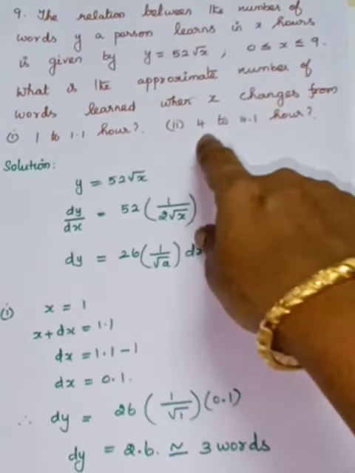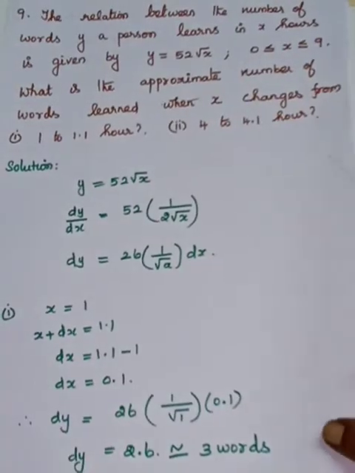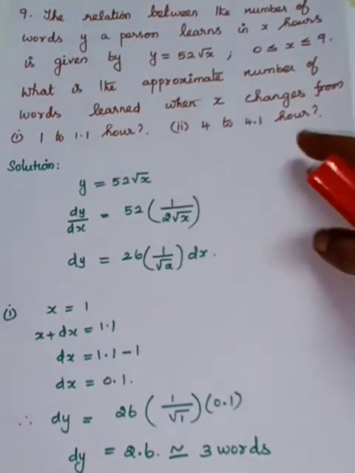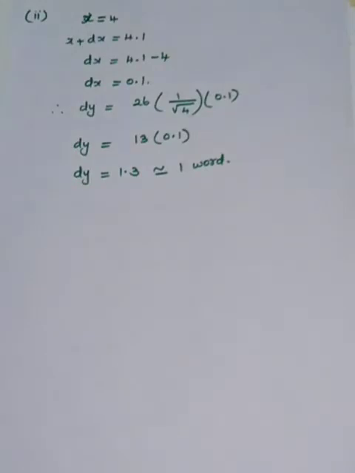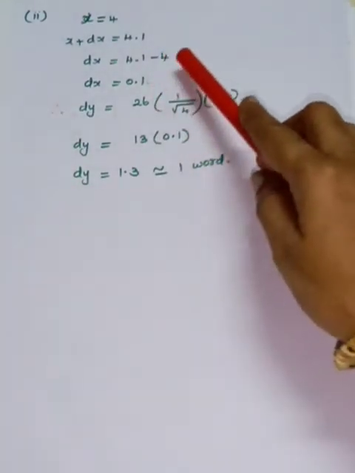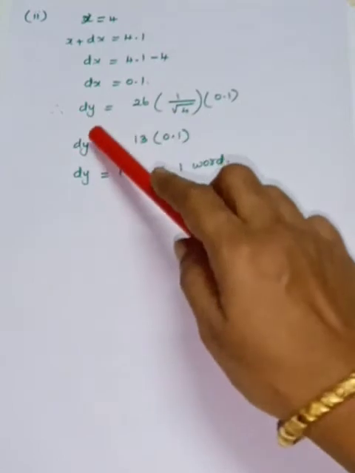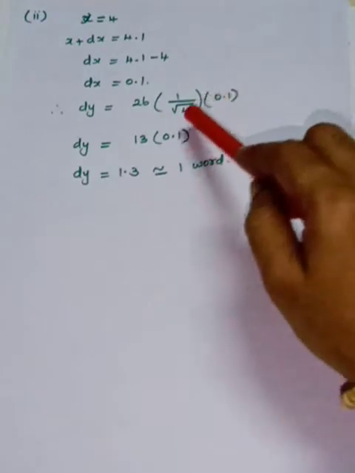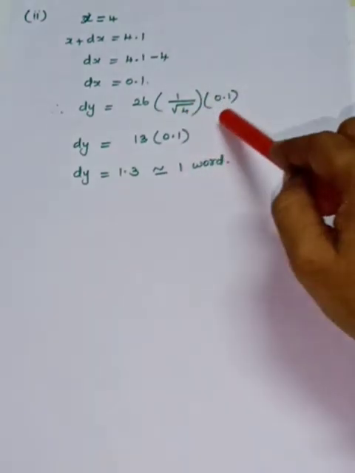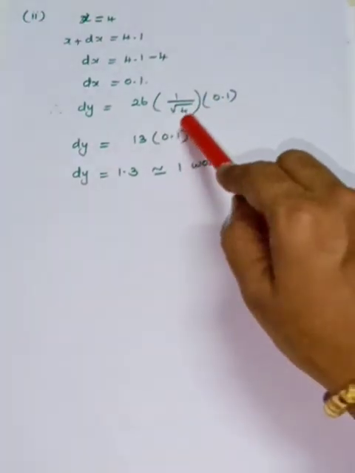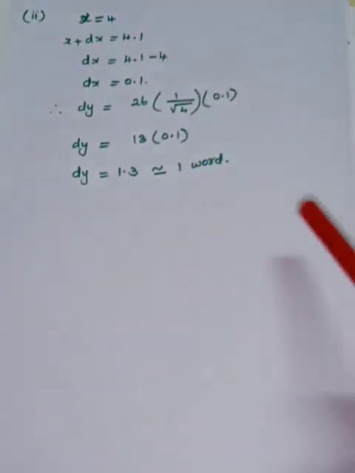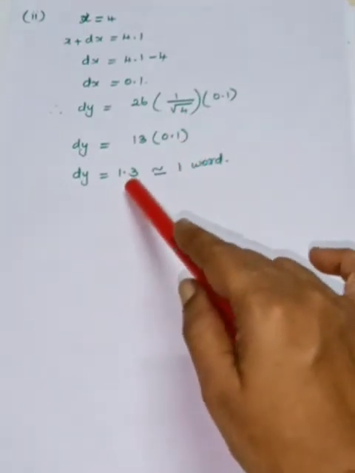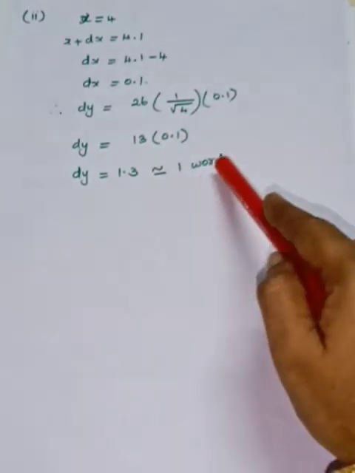Okay, what is the second subdivision? 4 to 4.1 hour. So x is equal to 4, you have to take it. X plus dx is 4.1. So dx is equal to 4.1 minus 4, that is 0.1. What is the dy you have found? It is 26 into 1 by root x into dx. What is the x here? It is 4. What is dx? 0.1. Square root of 4 is 2. The 2 and the 26 get cancelled, 13 into 0.1. When you multiply, it is 1.3. It is approximately 1 word.